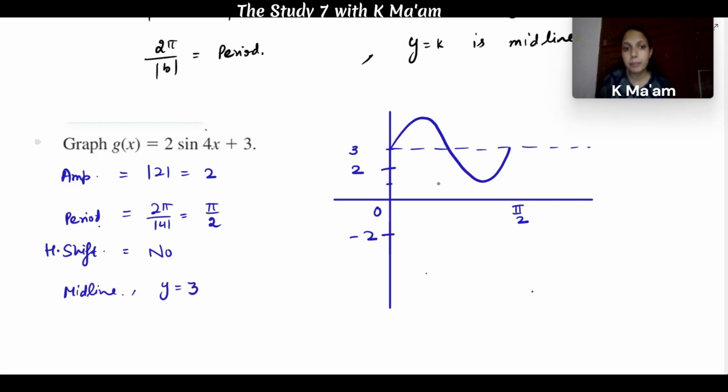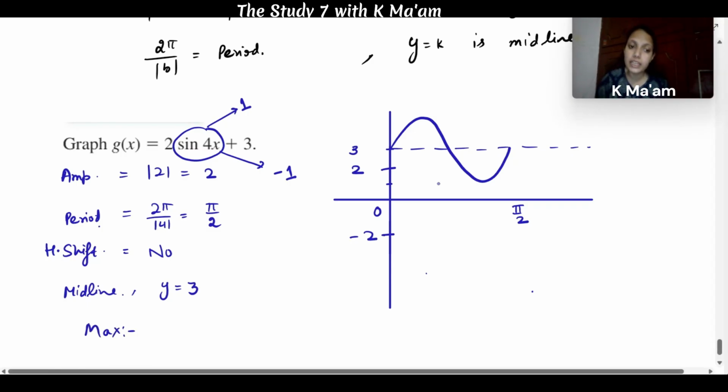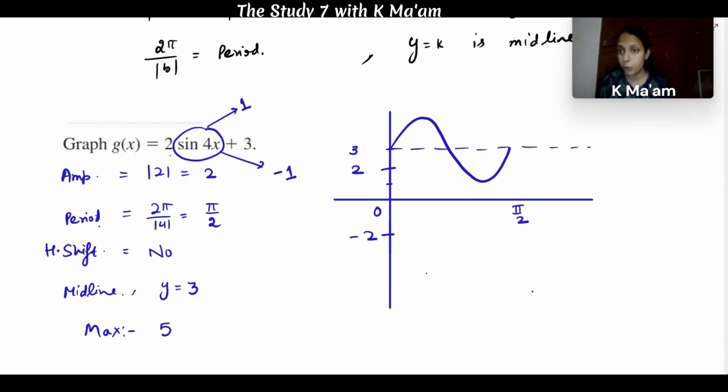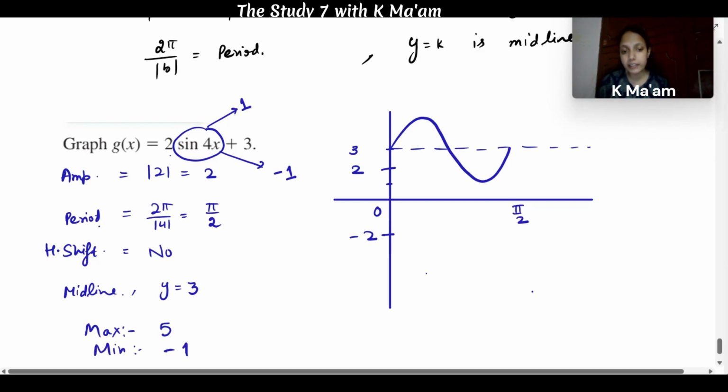We have learned the maximum value of sine x is 1 and the minimum is negative 1. If it is 1, then 2 times 1 is 2, plus 3 is 5. So the maximum value is 5. Minimum: 2 into negative 1 is negative 2, plus 3. So the minimum value is 1. So you can see the minimum value is 1 and the maximum value is 5 here. Alright, so this is the graph.